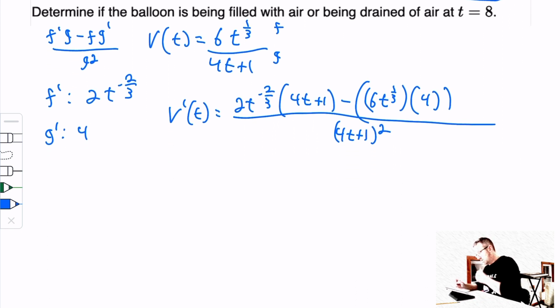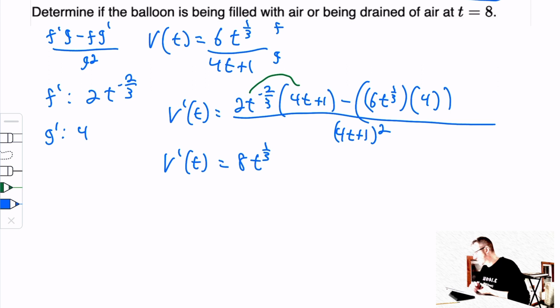Okay, so now we've got some multiplying to do. First I'm going to multiply right here. 2 times 4 is 8. t to the 2/3 times t, well, that's like saying t to the 2/3 and t to the 3/3. So -2/3 and a +3/3 gives you a +1/3.